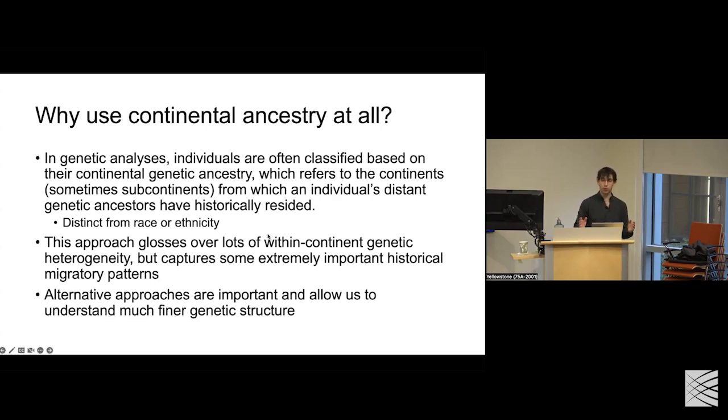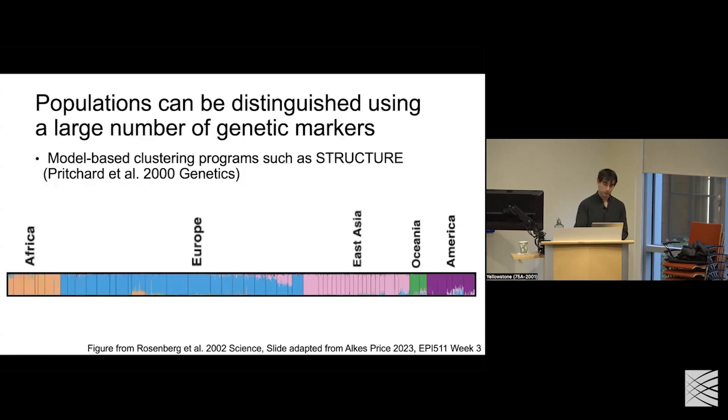However, this approach of classifying individuals based on their continental genetic ancestry glosses over lots of within-continent genetic heterogeneity, but it does capture some extremely important historical migratory patterns. So this model obviously loses lots of detail and isn't objectively correct, but it may still be useful. And there exist alternative approaches that allow us to understand genetic structure on a much finer scale. And those are really important. But to continue, let's look at an example of one approach towards analyzing population structure.